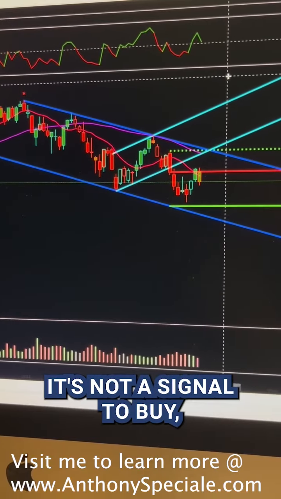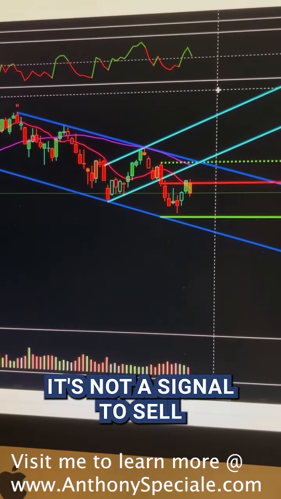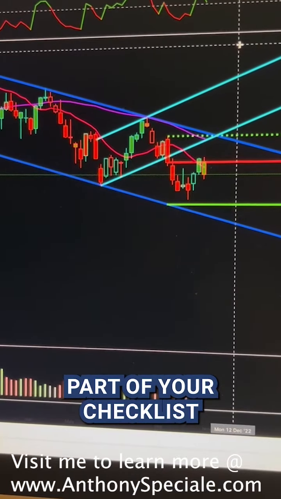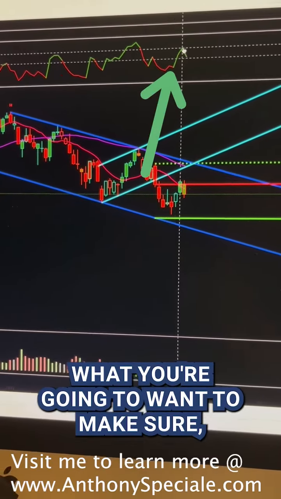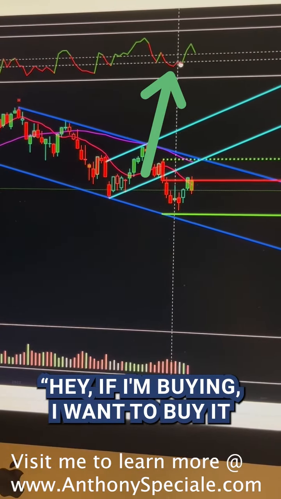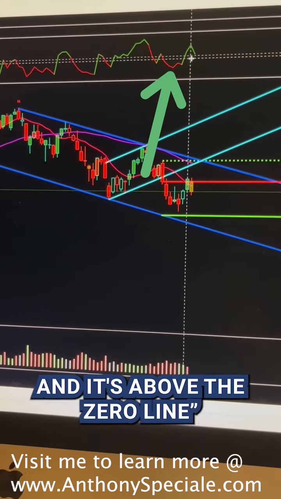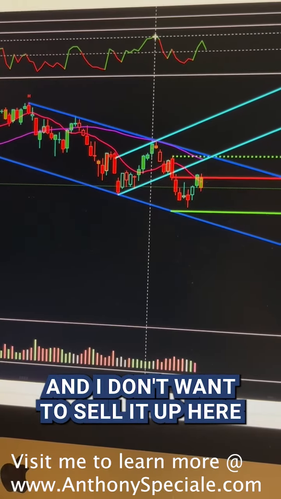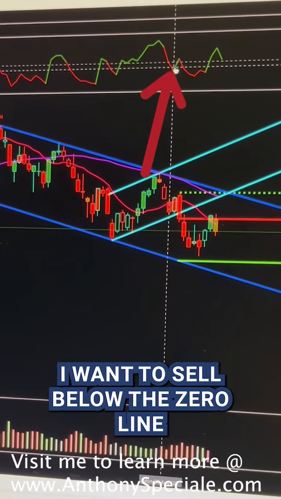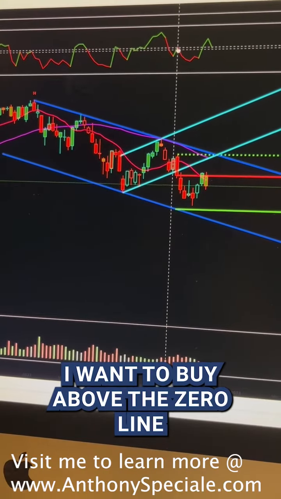It's not a signal to buy, it's not a signal to sell, it's part of your trade plan, part of your checklist. You keep it ultra simple, but you're going to want to make sure, hey, if I'm buying, I want to buy it when this is green and it's above the zero line. I don't want to buy it down here, and I don't want to sell it up here. I want to sell below the zero line when it's red. I want to buy above the zero line when it's green.